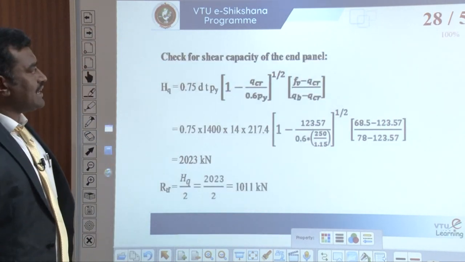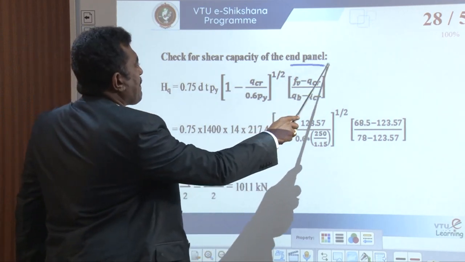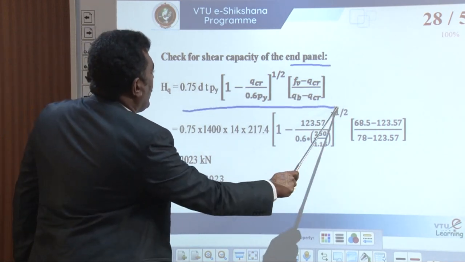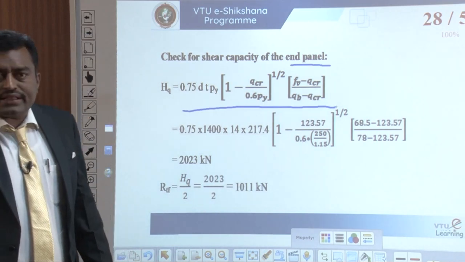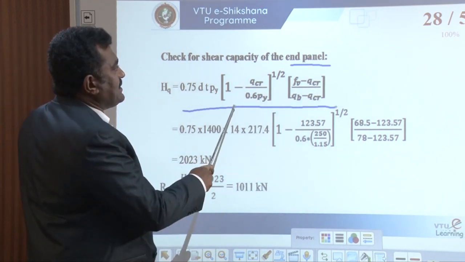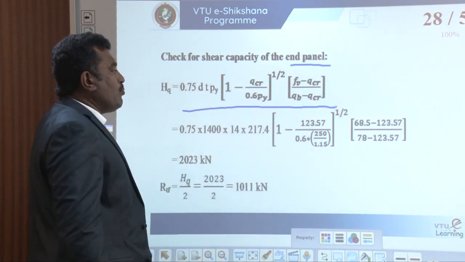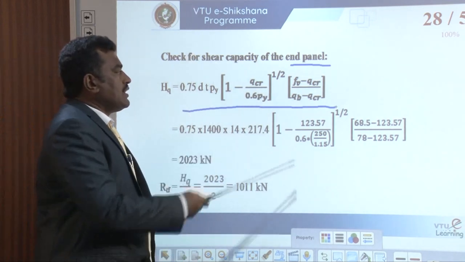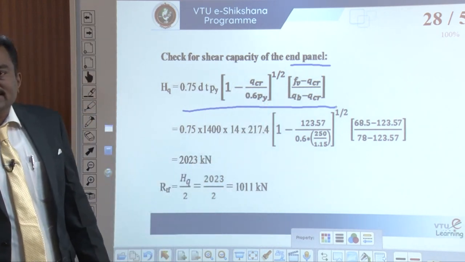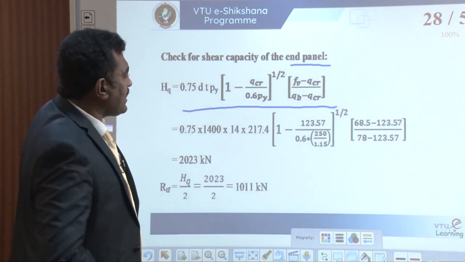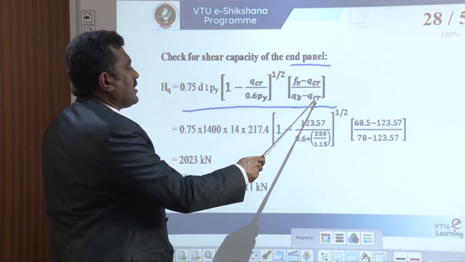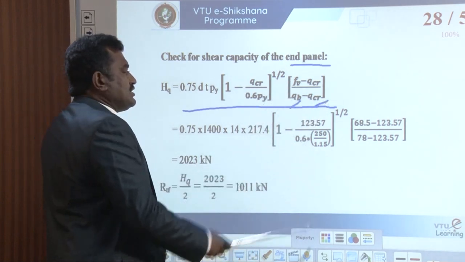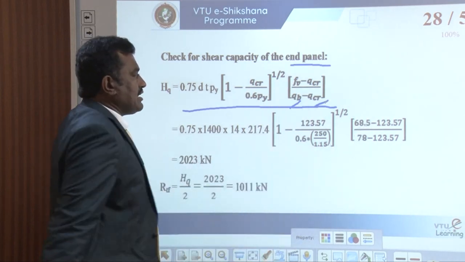Then check for the shear capacity of the end panel. HQ is equal to 0.75 T, PY of 1 minus QCR by 0.6 PY, root of 1 by 2, that is 0.5, all into FV minus QCR by QB minus QCR. This is the critical shear, this is the base shear. This FV value is 68.5.